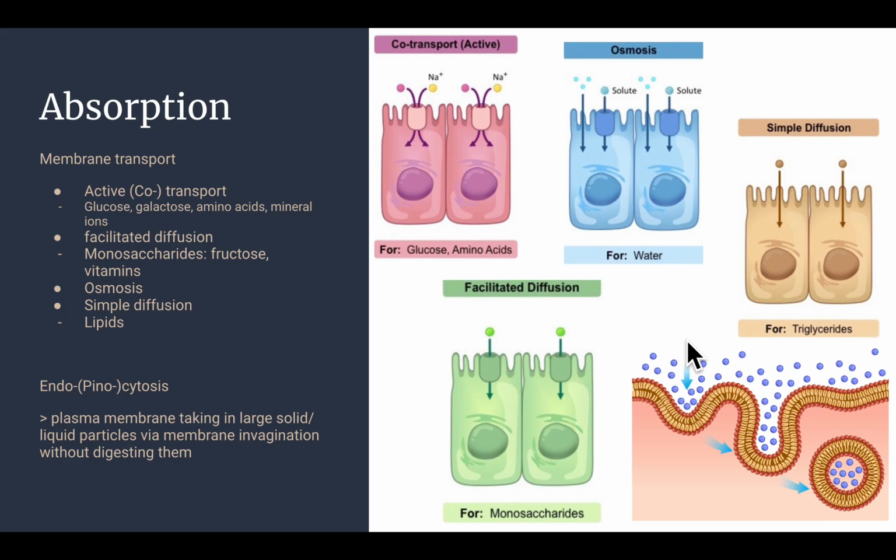the lacteals. So here in this diagram, we see this vesicle being formed, and this process is called endo or pinocytosis. So pinocytosis is for like liquids, but yeah, both of them require substances taken in by the plasma membrane without digesting them, and that's done through the invagination of these membranes, as we can see.